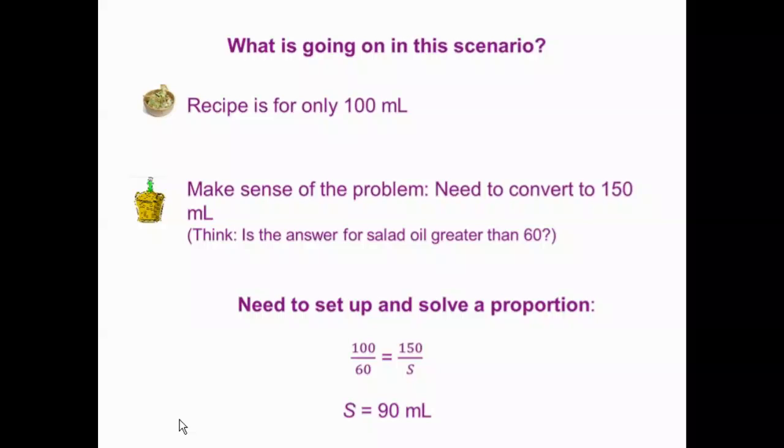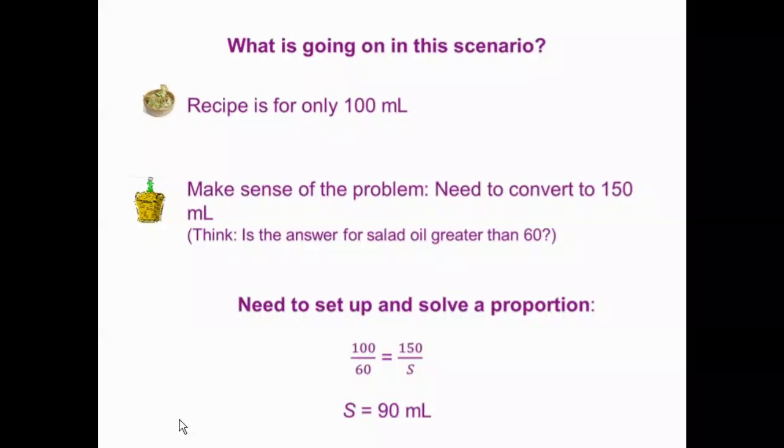The way in which this proportion is set up is that you have the 100 that represents how much the recipe yields, over the amount of salad oil necessary, and that'd be equal to the new recipe of 150 over your S, or your unknown amount of salad oil. So if you take some cross products, you would get 100 times S equals 150 times 60, and solving for S, you get 90 milliliters of salad oil.